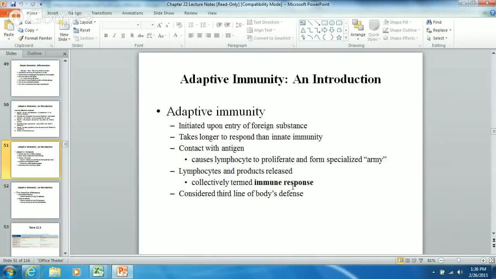The bad news is that a pathogen has to be identified before it kicks in. So that pathogen can hide in your body. It can kind of lay low and try to outsmart your immune system as long as possible. As long as it's not exposed to you and your cells, it's safe and your adaptive immunity won't kick in. Innate immunity functions regardless.